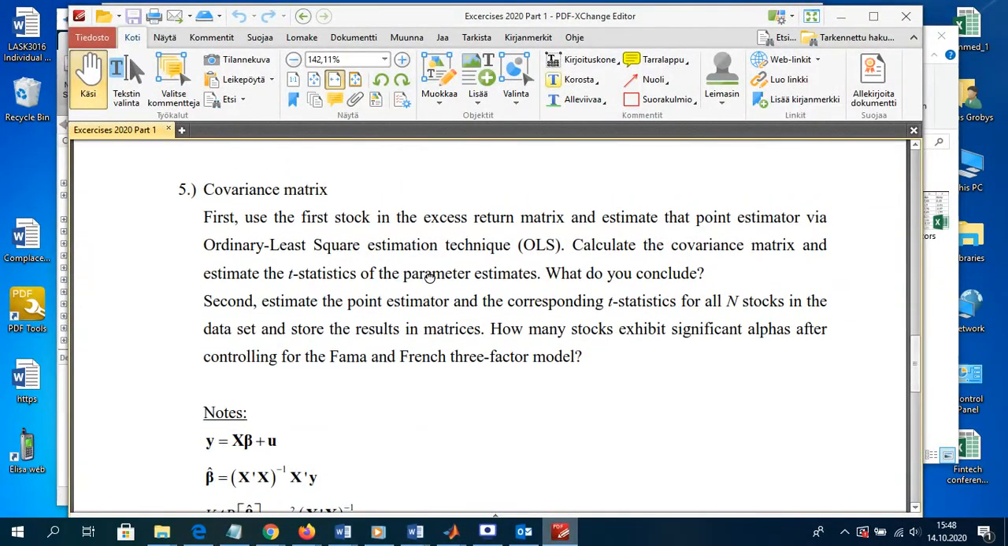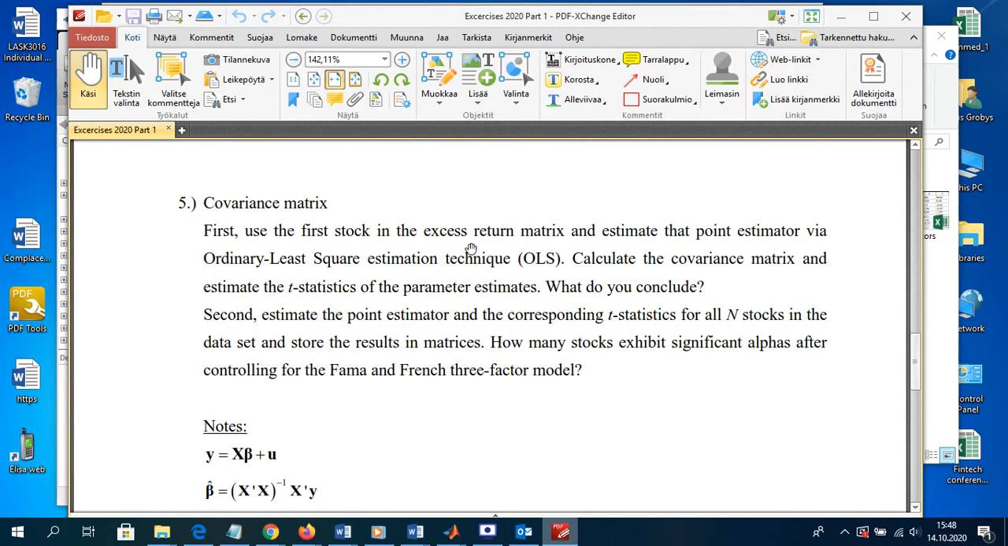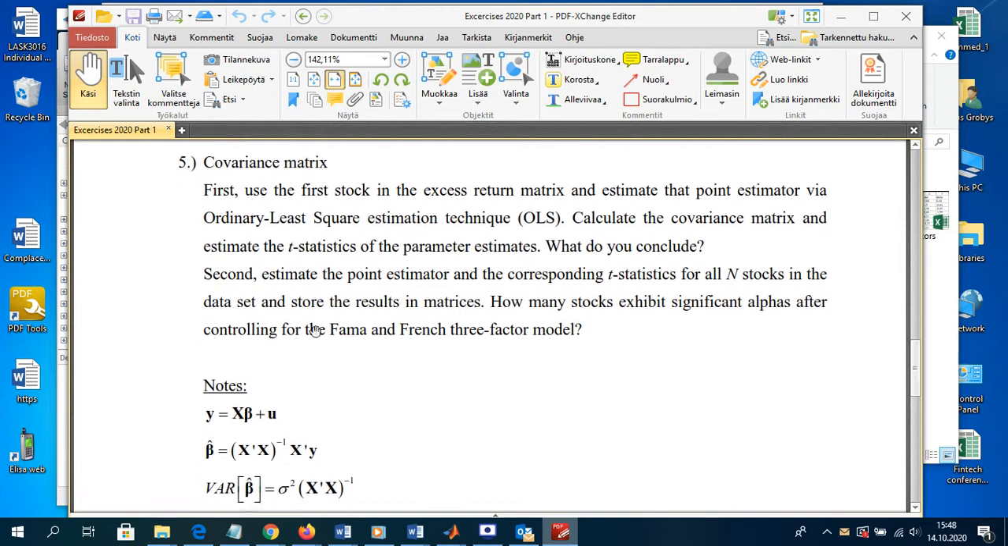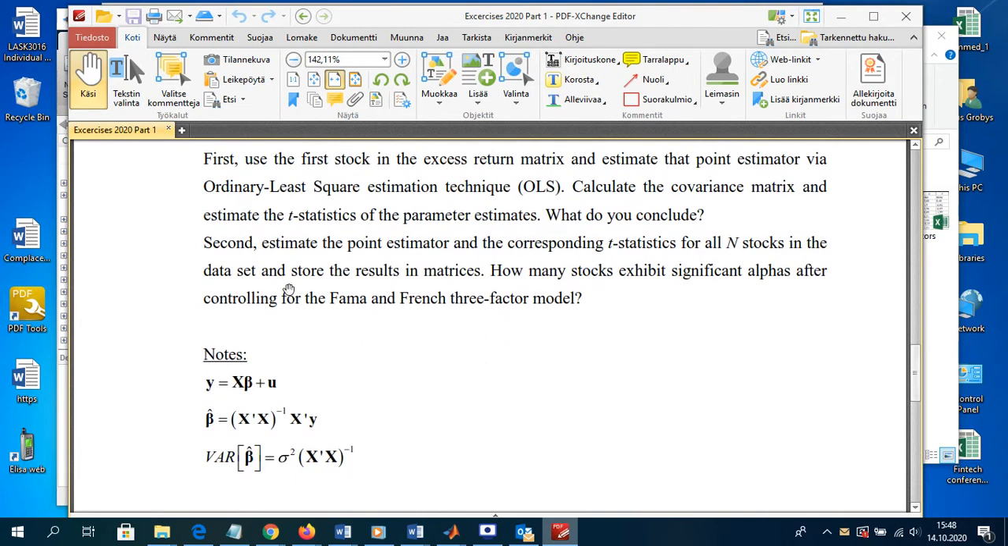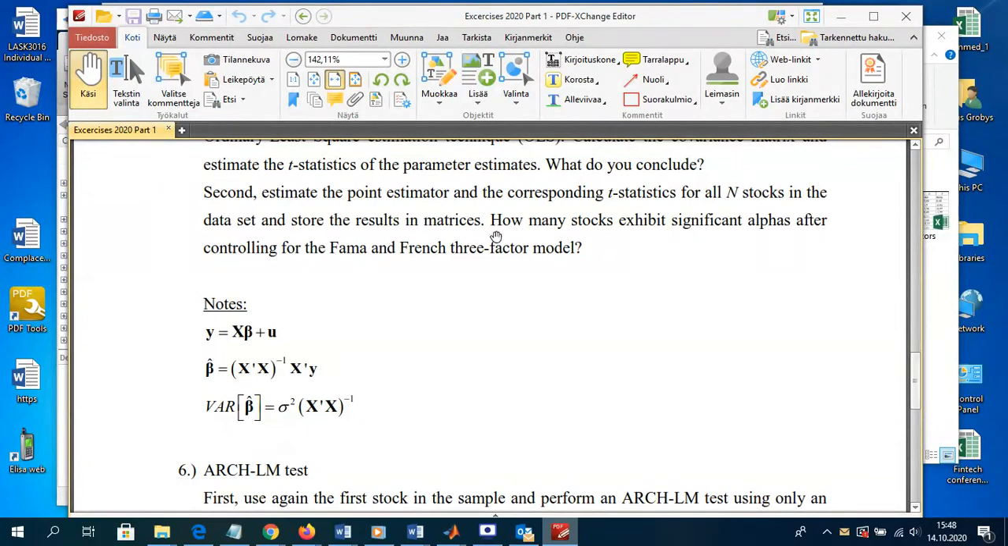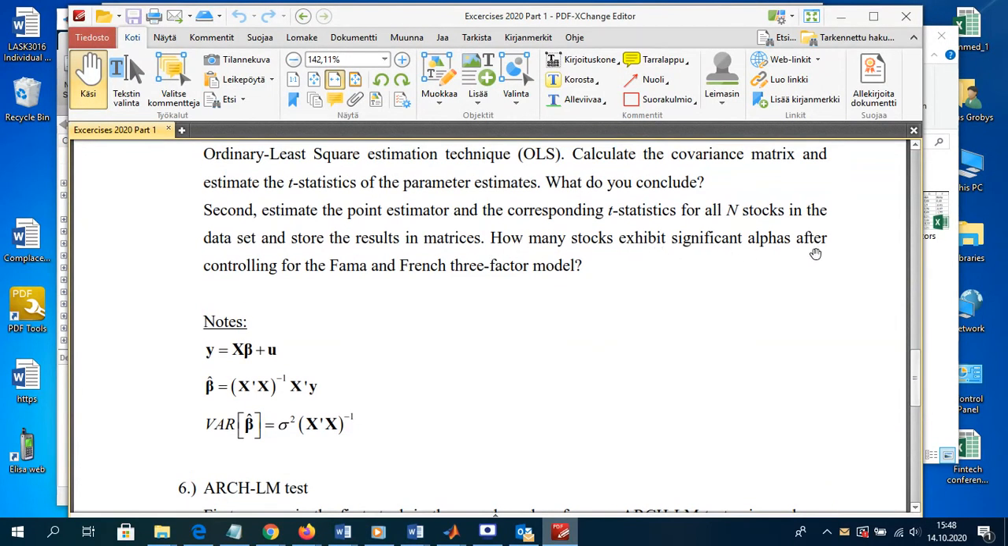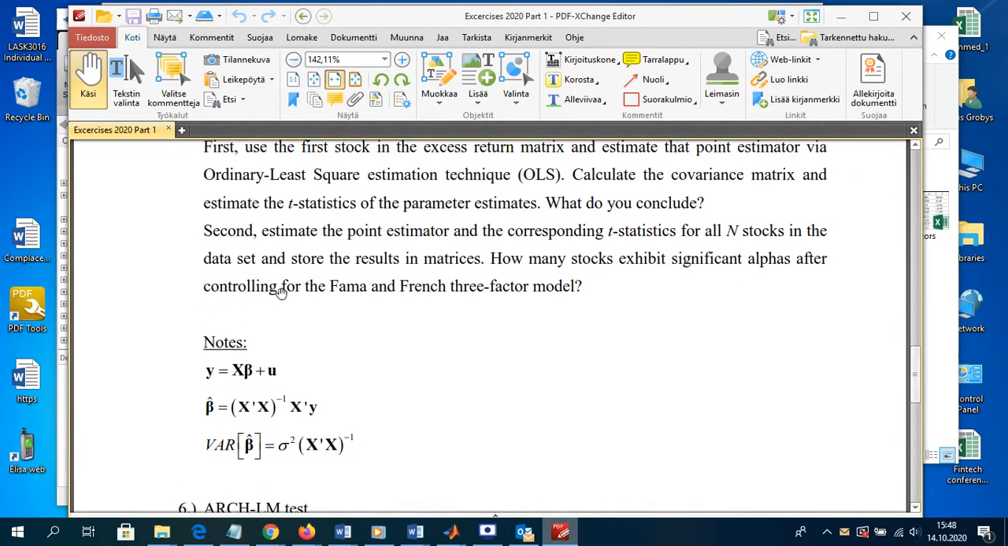So this is what we can conclude after having estimated the corresponding t-statistics based on the covariance matrix. So next, estimate the point estimator and the corresponding t-statistics for all n stocks in the dataset and store the results in matrices. How many stocks exhibit significant alphas after controlling for the Fama and French three-factor model?